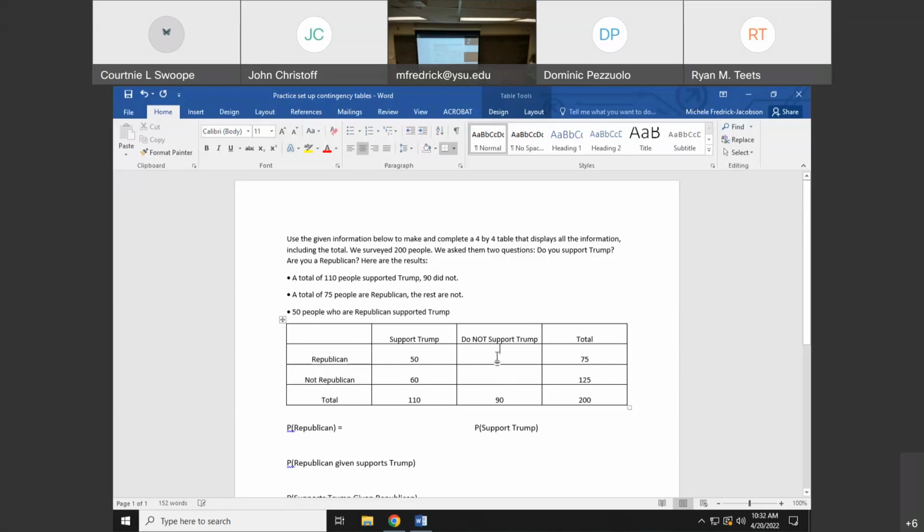Okay, what if we go here? 25, we agree on that? Because we know going across adds up to 75, so 75 minus 50. And the last one, 65. Now you could have gotten this two ways. You could have gone 90 minus 25, which is 65, or 125 minus 60, which is also 65. Any questions on that?